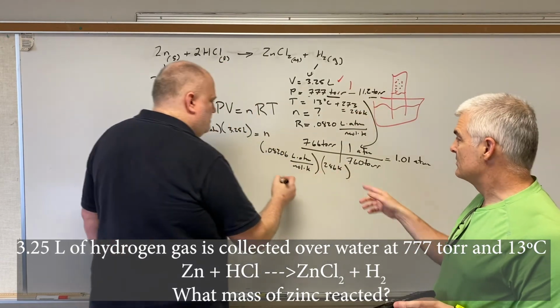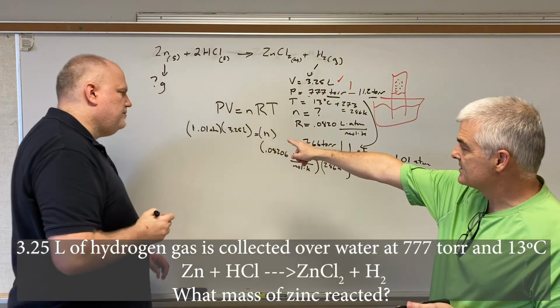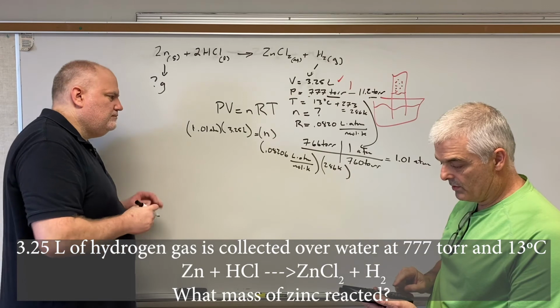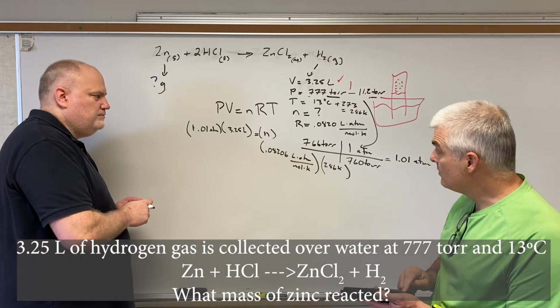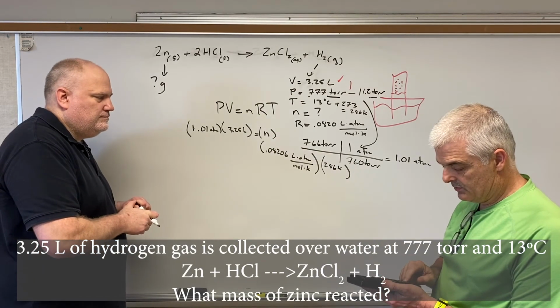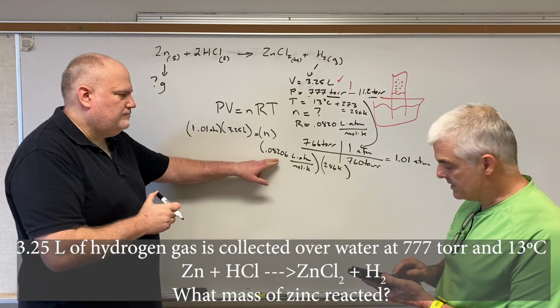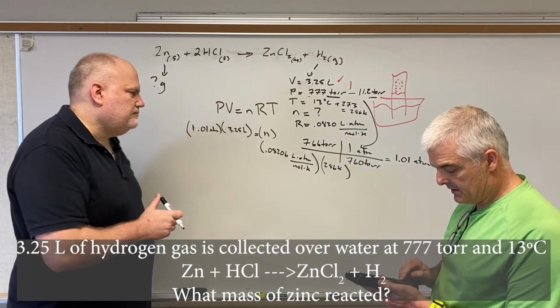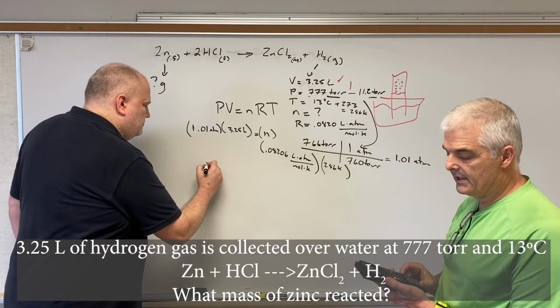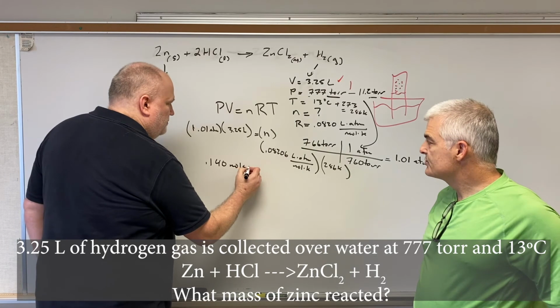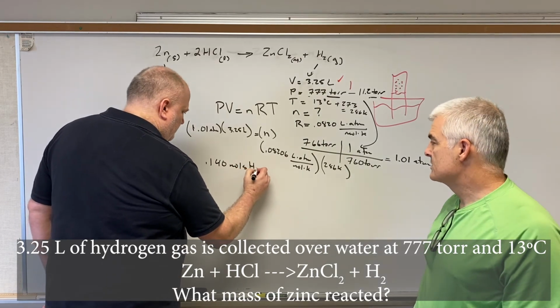Now we're not done yet, but I'm going to multiply the things on the left and divide by the things on the right. So 1.01 times 3.25 divided by 0.08206 divided by 286 gives me 0.140. And that's moles of what? Hydrogen gas.